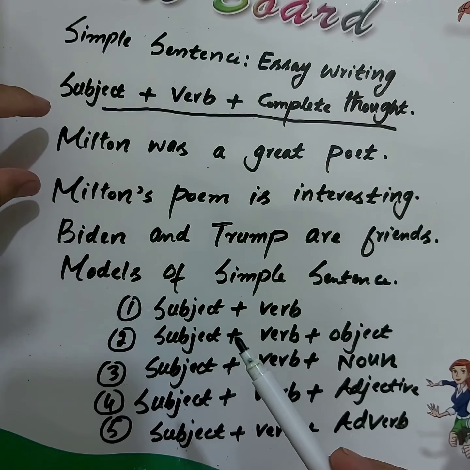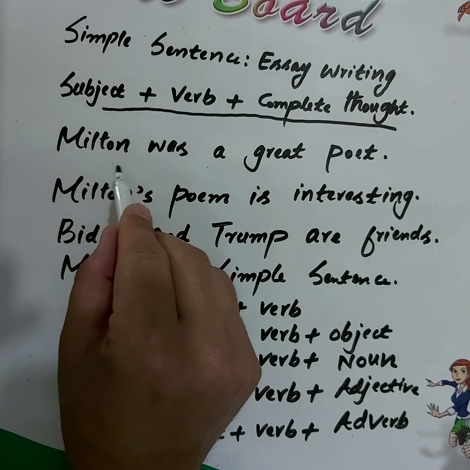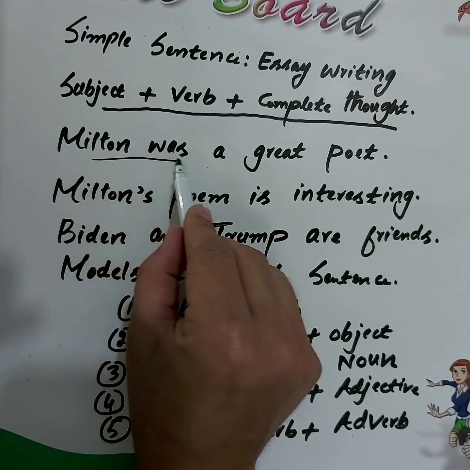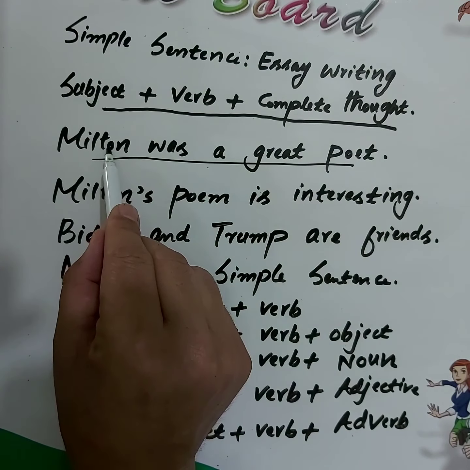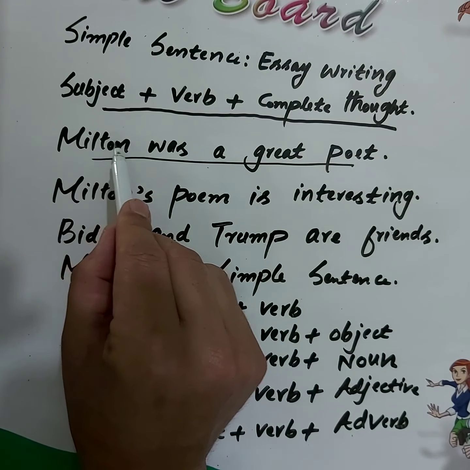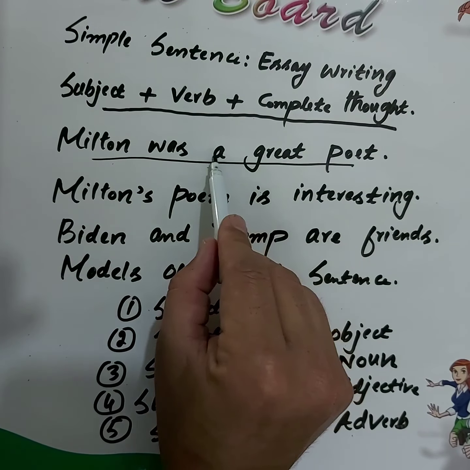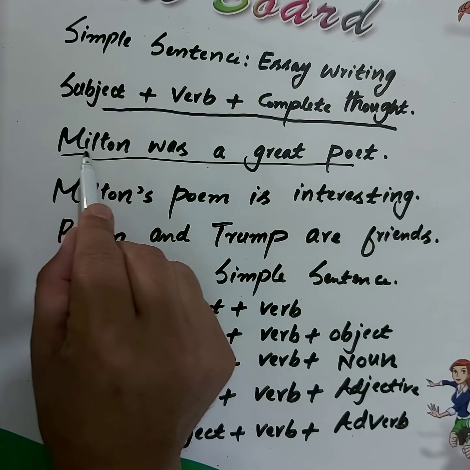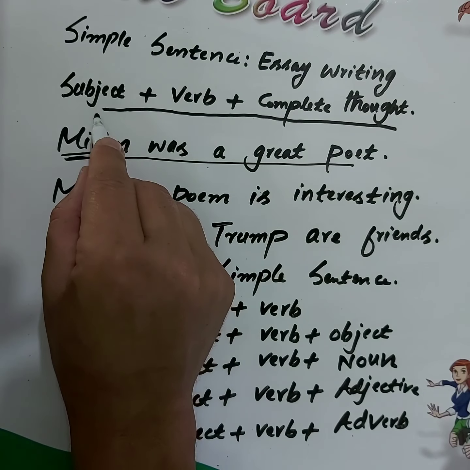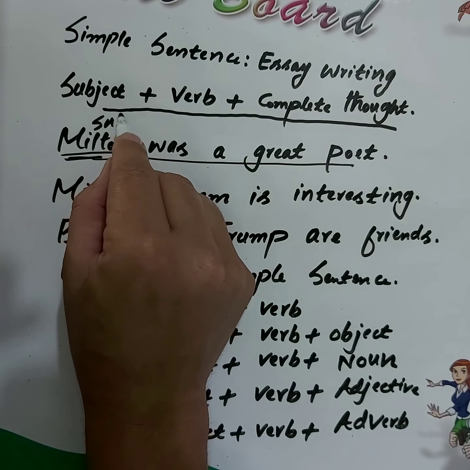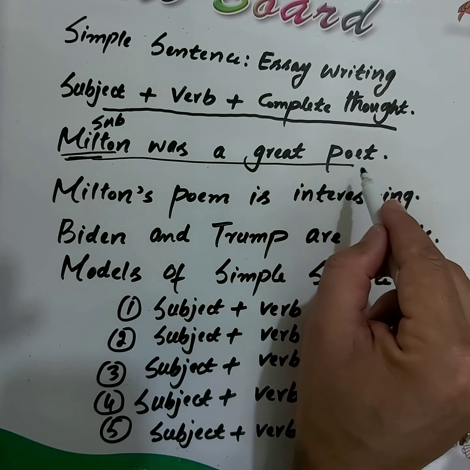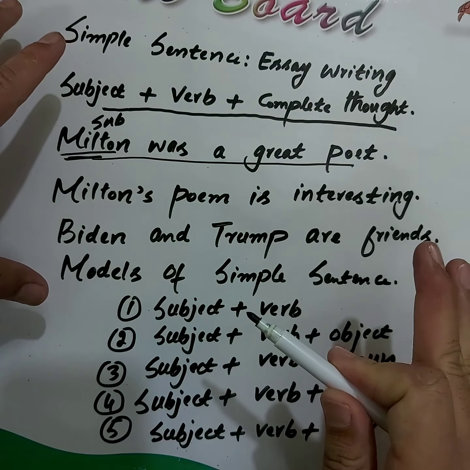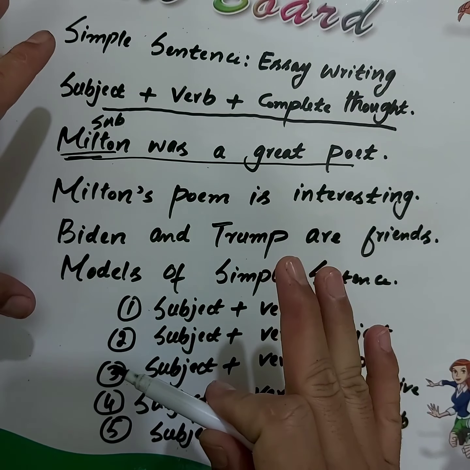Students, here are the examples. Milton was a great poet. Milton is the subject. Was a great poet is a predicate. This is the subject, and the rest of the sentence is the predicate. But all these concepts I will explain later.